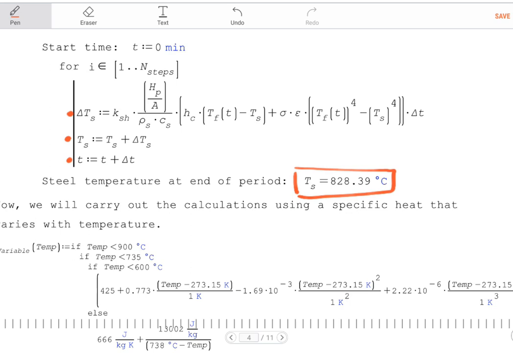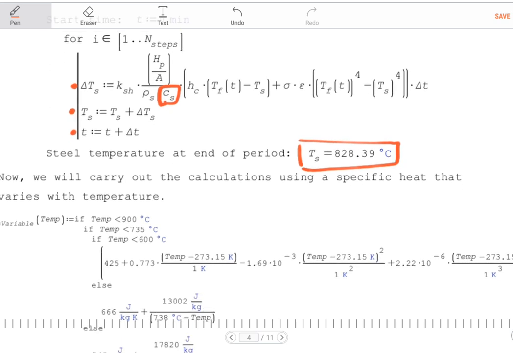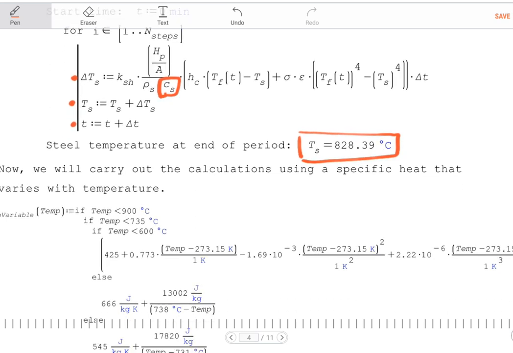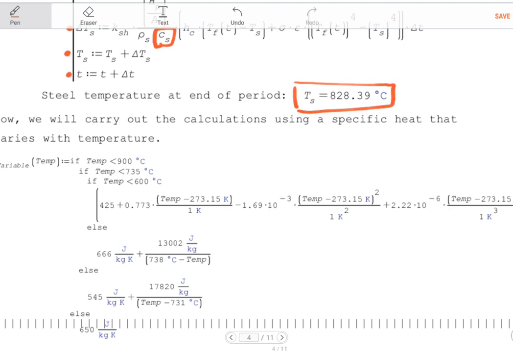But one thing we did in that equation, we assumed that the specific heat was constant. And just to remind you, the specific heat is the amount of energy required to raise 1 kilogram of material by 1 degree Kelvin or 1 degree Celsius. And so we can also specify a variable specific heat value. I'm going to do that because the Eurocode does provide guidelines for a temperature variable specific heat. So here it is below.